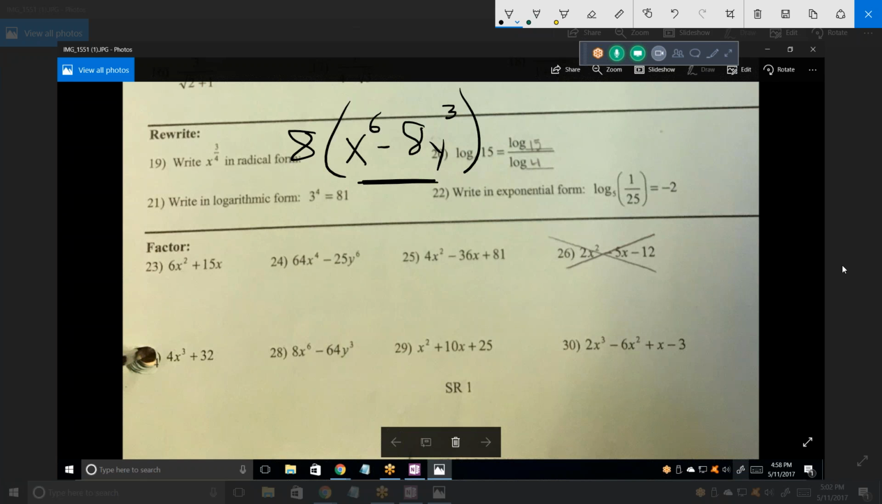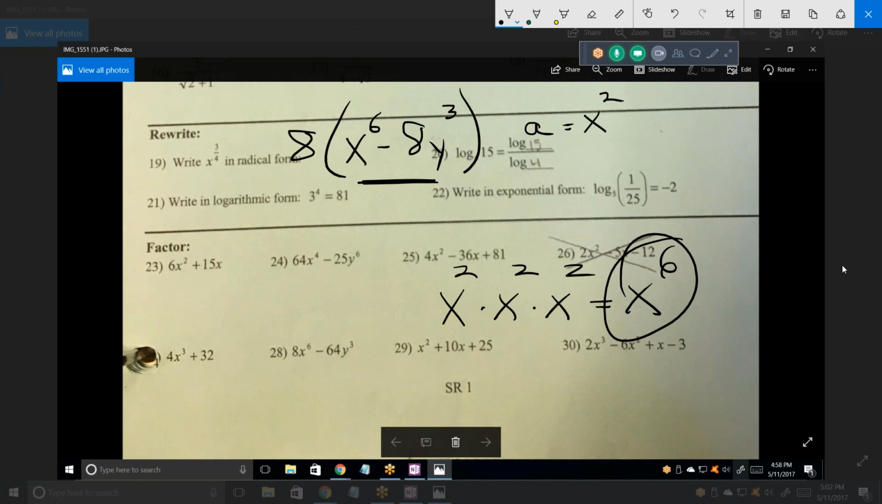Now, what's that? It's the difference of cubes. Okay. So what's my a? What's the cube root of x to the 6th? x squared. If I take x squared and cube it, I'm adding all those exponents together, I get x to the 6th. So if I'm taking the cube root of x to the 6th, I get x squared.